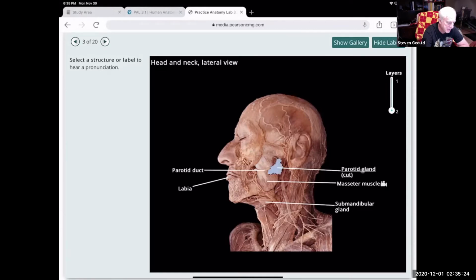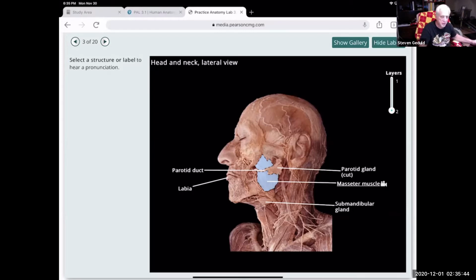The muscle that slings around from the zygomatic arch to the inferior border of the mandible is your masseter muscle. That's the major muscle of mastication. One of the muscles of mastication is the temporalis, but the major one is the masseter muscle.